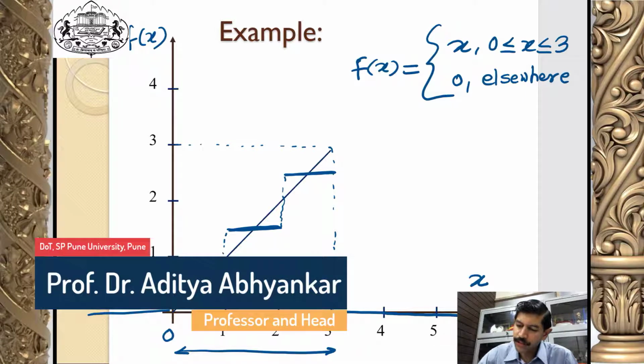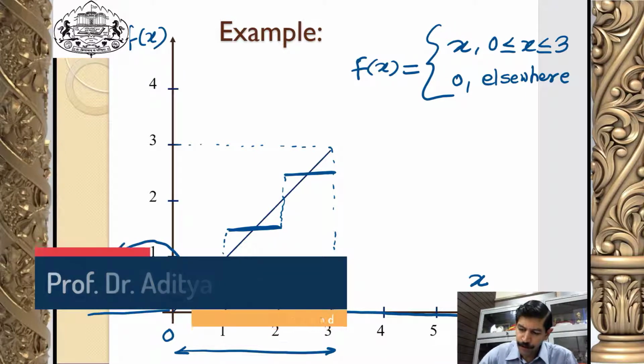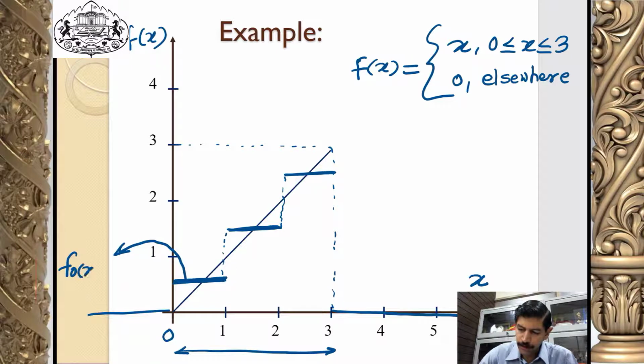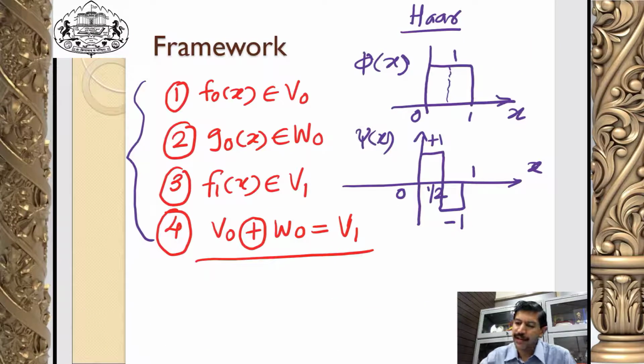Right? So this is our f0 of x, which belongs to V0. All right. Now let's look at our objectives, and we are done with our objective number 1. Now let's move towards our objective number 2, that is to calculate g0 of x that belongs to W0.